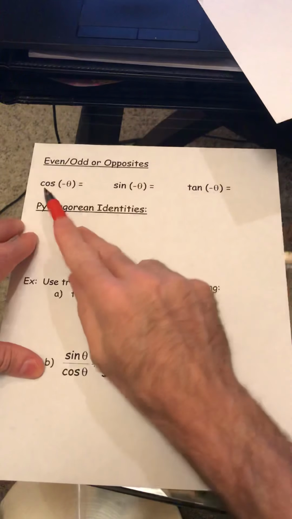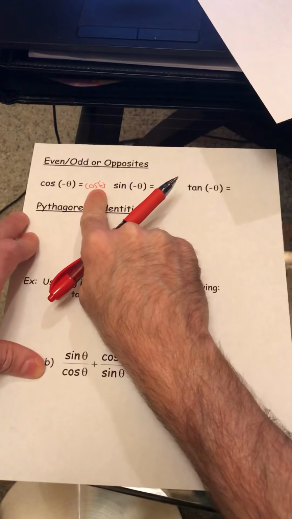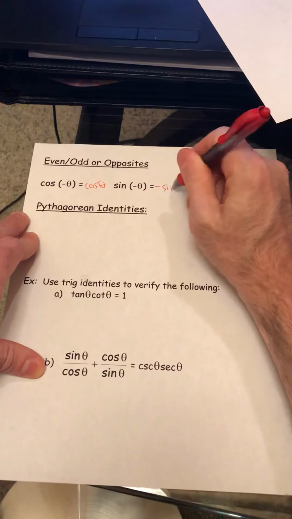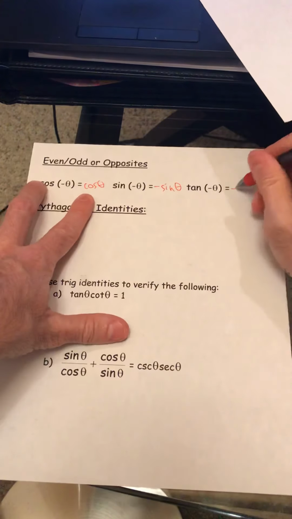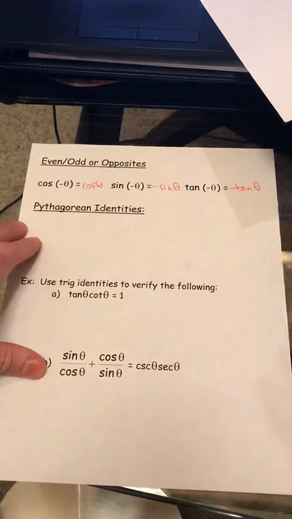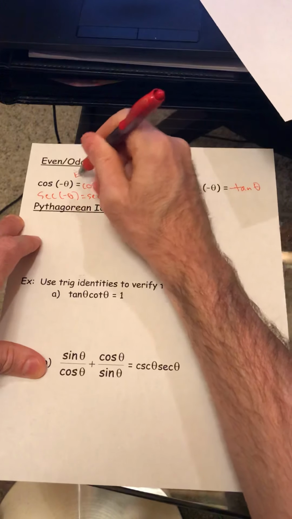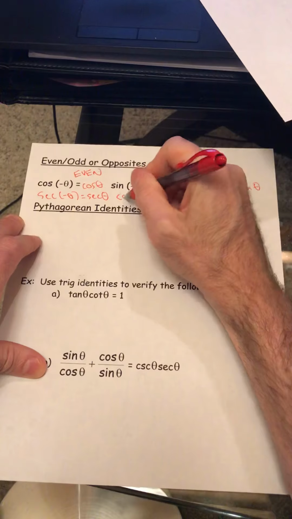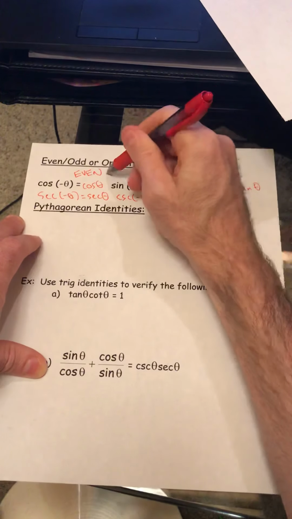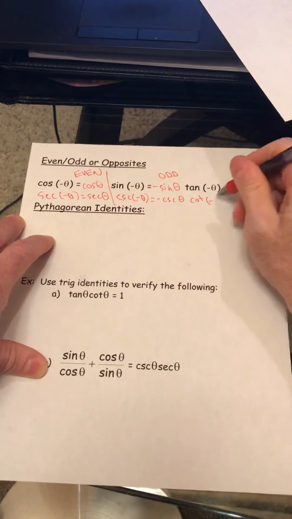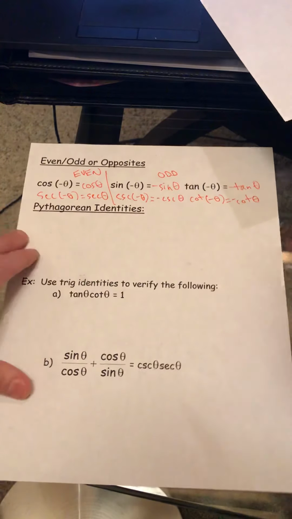All right, the even and odds, or again, the opposites. Cosine is even, so cosine of negative theta is cosine theta. Sine is odd, so the sine of negative theta is negative sine theta. Tangent, because tangent is sine over cosine, well, a negative over a positive is negative. And I'm going to write secant is even as well. Cosecant and cotangent are odd.